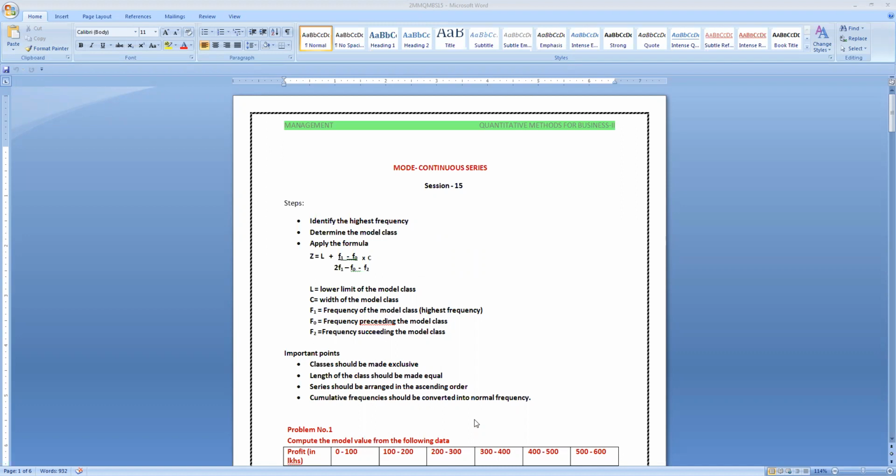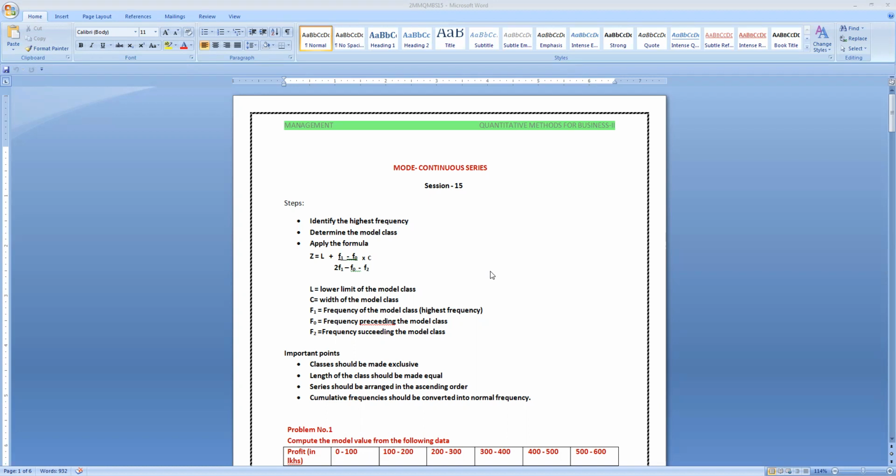In the previous session, we discussed the calculation of mode in individual series and discrete series. In this session, let us look at the calculation of mode under continuous series. What are the steps that have to be followed to calculate the mode in a continuous series?